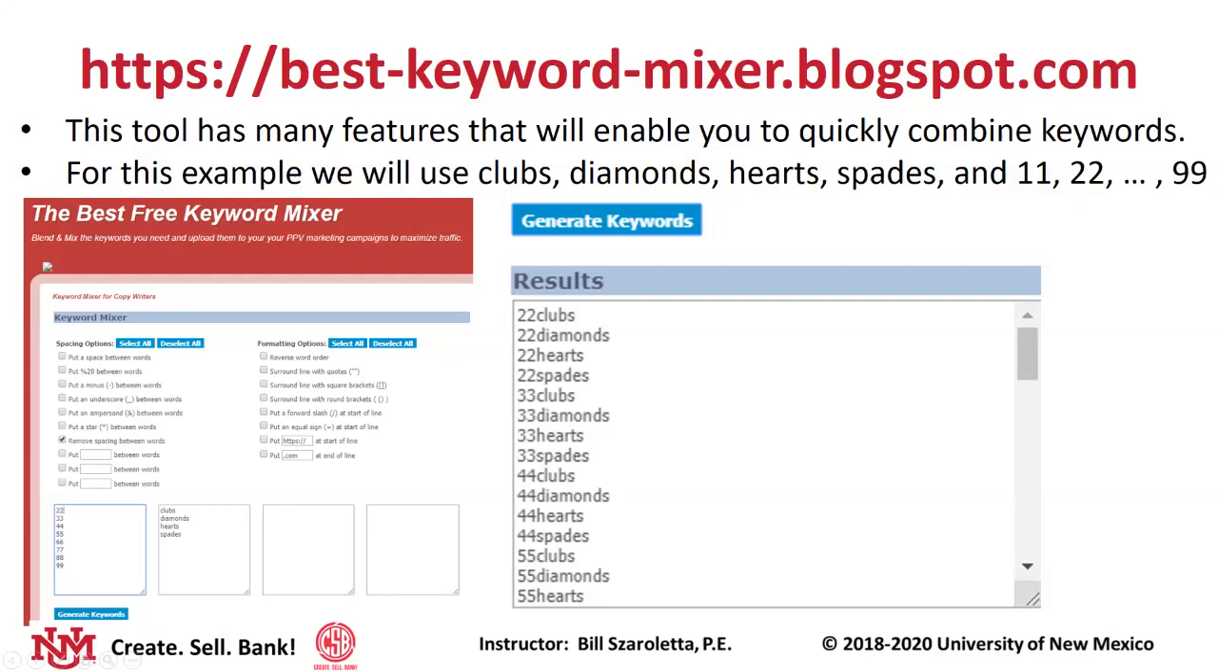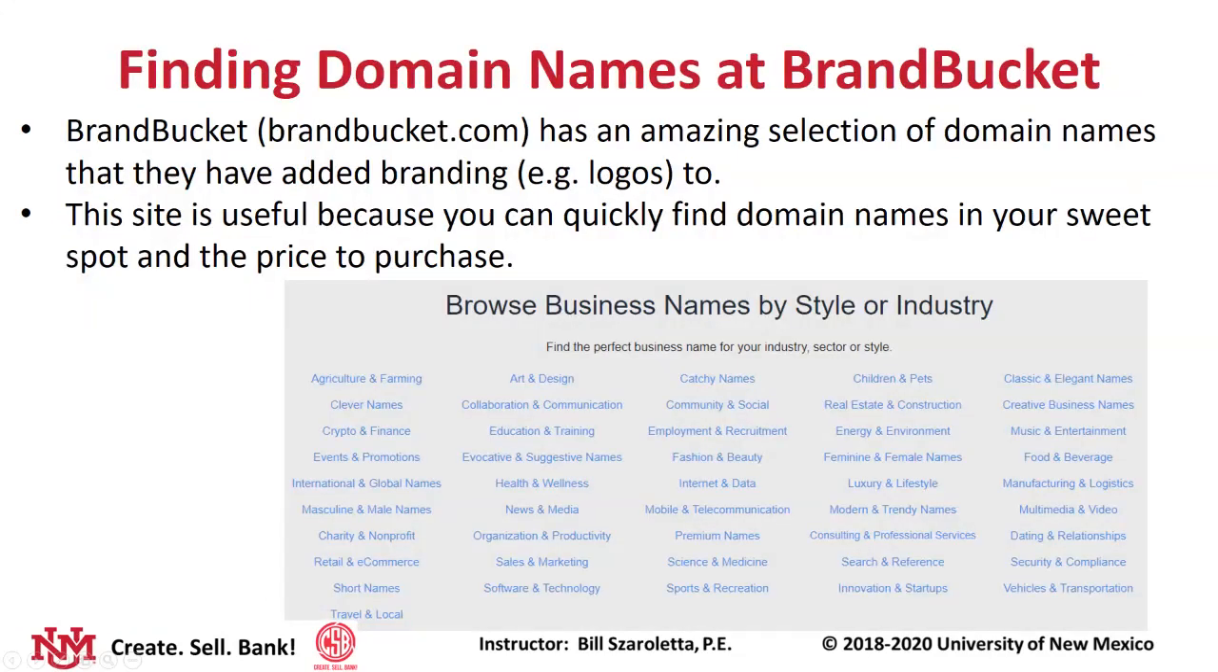Now this generate keywords is that little one in the lower left, and the results show below. So you get 22 clubs, 22 diamonds, and you can check out what's going on with those. Now, we'll come back to that in a bit.